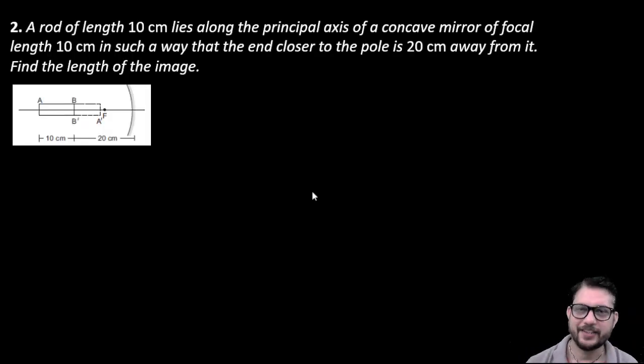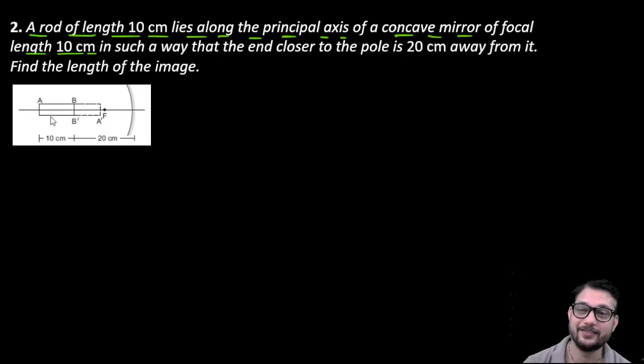This is your second question. In this question, what is given? It is given that a rod of length 10 centimeter lies along the principal axis. The rod is lying horizontally, and it is in front of the mirror. As you can see, it is a concave mirror, and the focal length is 10 centimeter. This is your mirror, the concave mirror.